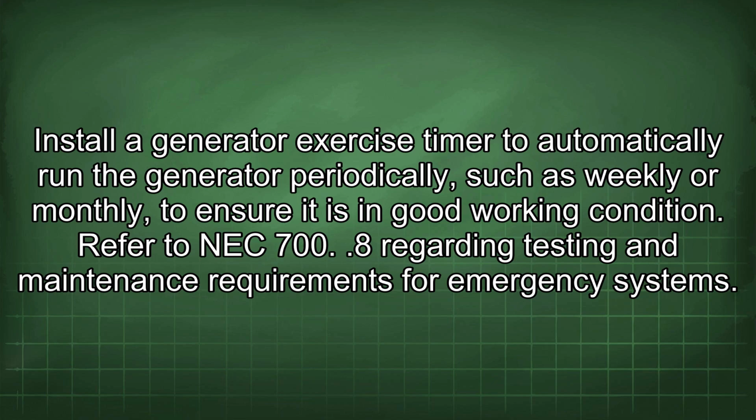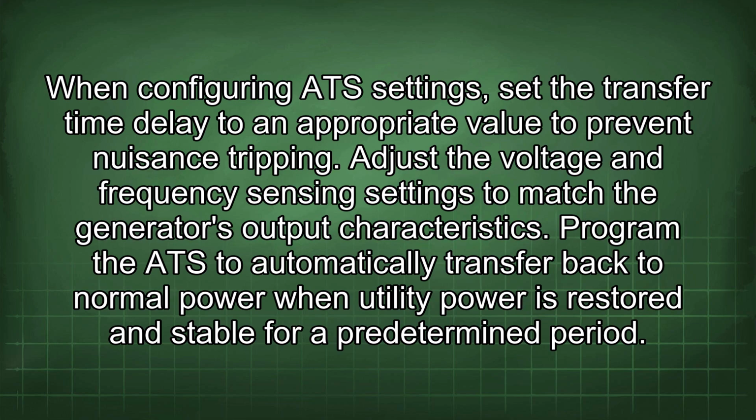Install a generator exercise timer to automatically run the generator periodically, such as weekly or monthly, to ensure it is in good working condition. Refer to NEC 700.8 regarding testing and maintenance requirements for emergency systems. When configuring ATS settings, set the transfer time delay to an appropriate value to prevent nuisance tripping. Adjust the voltage and frequency sensing settings to match the generator's output characteristics. Program the ATS to automatically transfer back to normal power when utility power is restored and stable for a predetermined period.